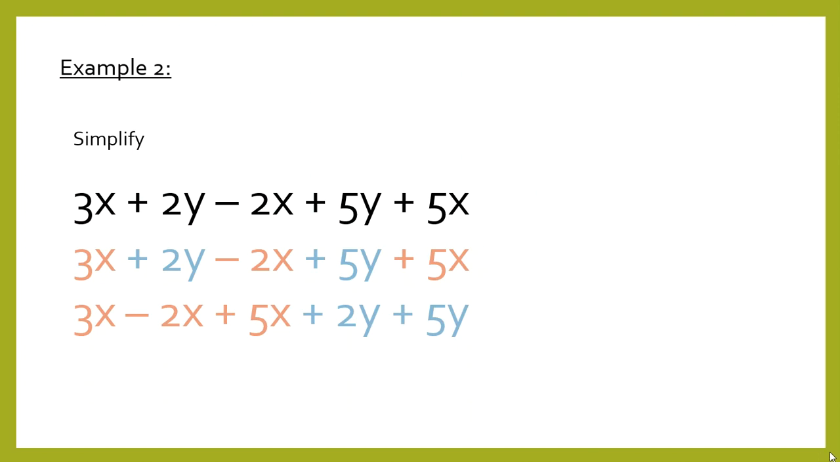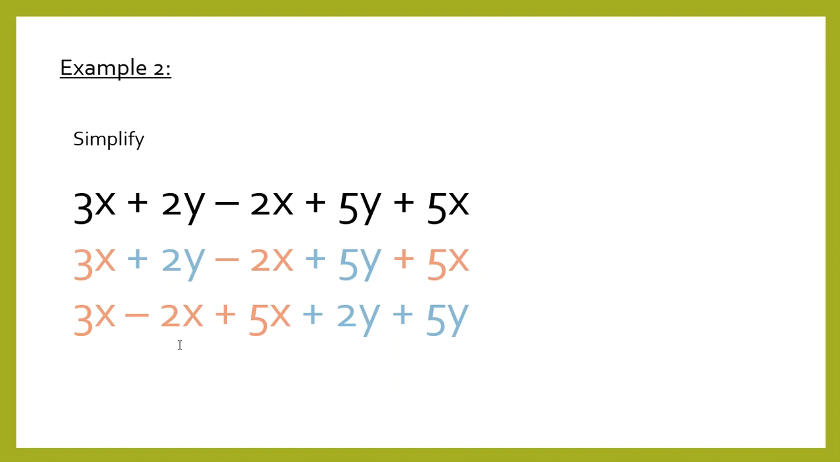And very careful here, I want you to notice that the sign that is in front of a term belongs to that term. So this minus sign is really only applying to this minus 2x. So when I move the 2x, the minus sign comes with it. I'm going to rewrite 3x minus 2x plus 5x plus 2y plus 5y, which we can see right here on this line. And then once again, all I'm going to do is combine those like terms together.